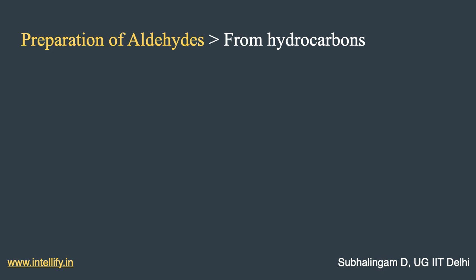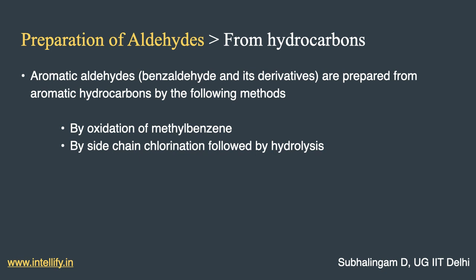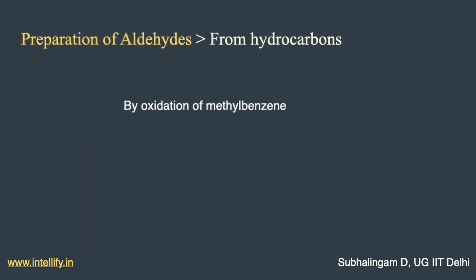Next, from hydrocarbons, aromatic aldehydes and its derivatives are prepared from aromatic hydrocarbons by the following methods: by oxidation of methyl benzene, by side chain chlorination followed by hydrolysis, and by Gattermann-Koch reaction.